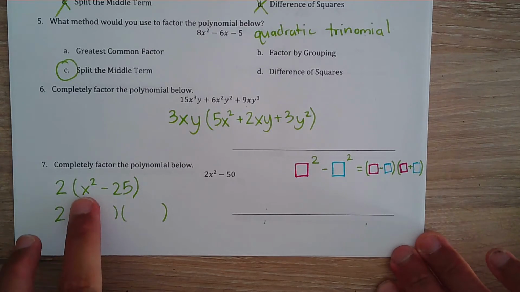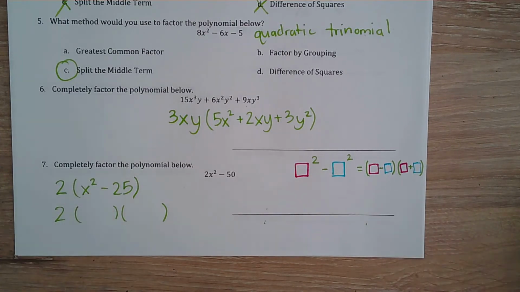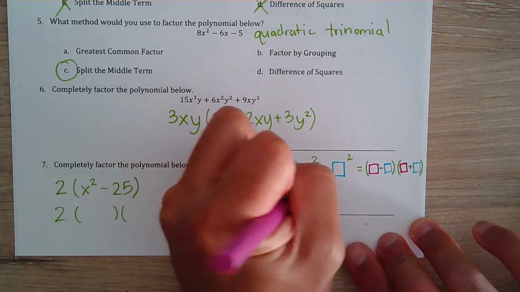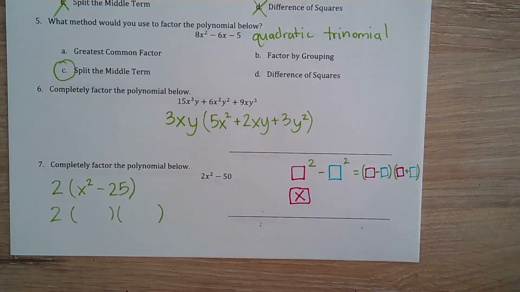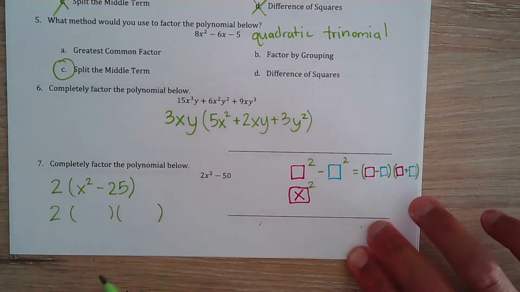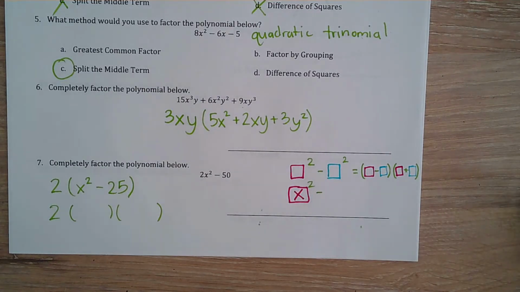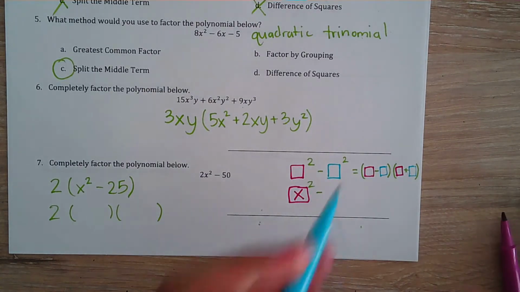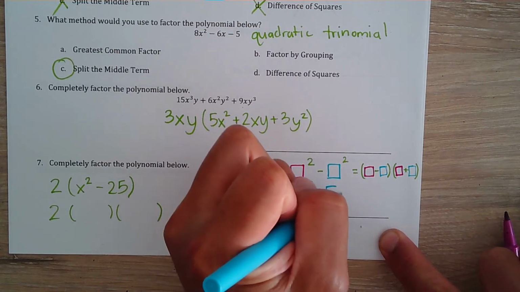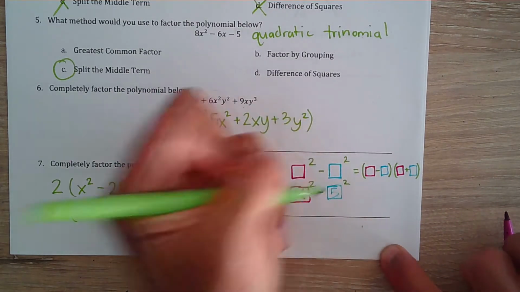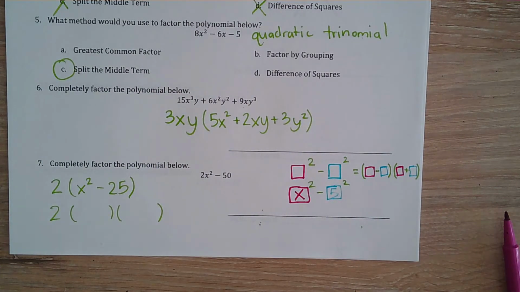What would be something that we could square to get x squared? And that something would be just x, right? x squared would give us x squared. And then we have to figure out what something would give us 25. And that something would be just 5, right? 5 squared gives us 25. All right, running out of room. I should have written this on a different paper.